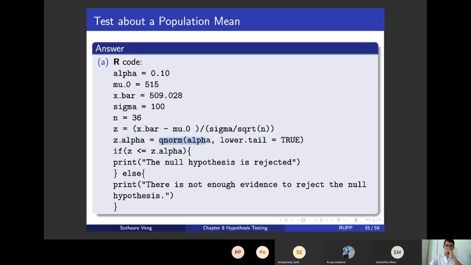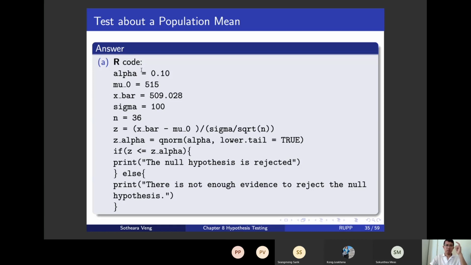You can get C alpha from this. Okay, I already explained that. So this is how to decide on your conclusion. This depends on the Z value you computed from the sample, right? So you may look at this conditional in R programming. If the Z value is less than the critical value, this means that Z is inside the rejection region, right? Because this is the left tail test.